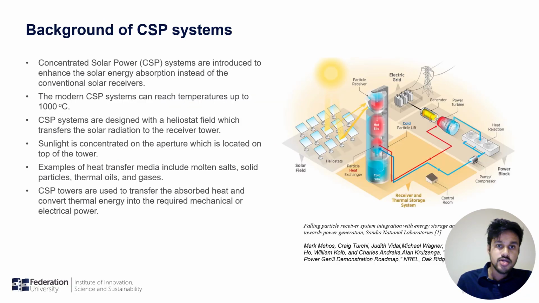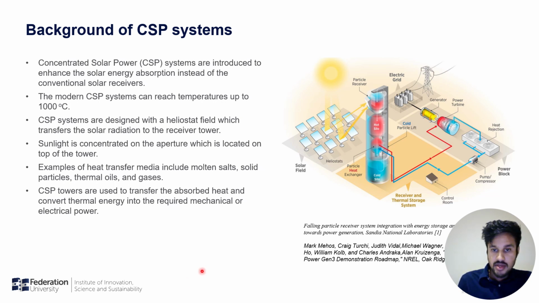First of all, I would like to give you a brief introduction to CSP systems, which stands for Concentrated Solar Power Systems. These systems are capable of higher solar energy absorption from solar irradiation than conventional solar receivers. Usually, they can reach up to 1000 degrees if we use certain ceramic particles as the heat transfer media.